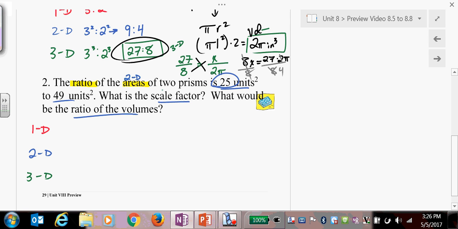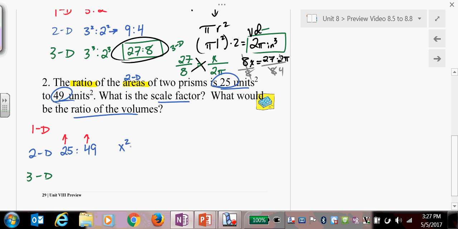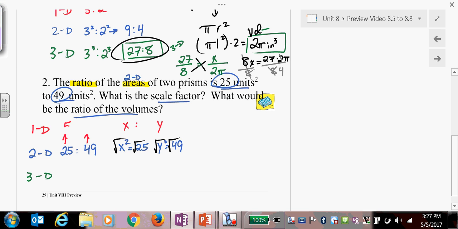Your 2D ratio is going to be 25 to 49. We're being asked to work back from that. The best way to look at it is that we have x squared equals 25, and y squared equals 49. Ask yourself, what was x and y? We find that our scale factor is going to be 5 to 7. That's your x and y.